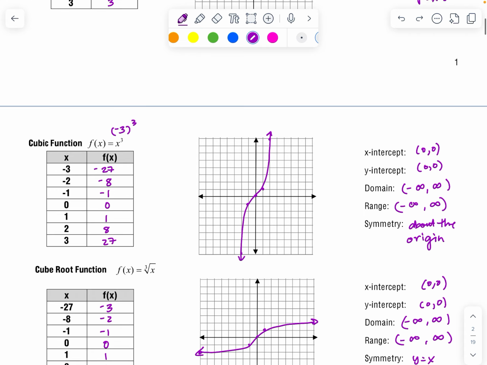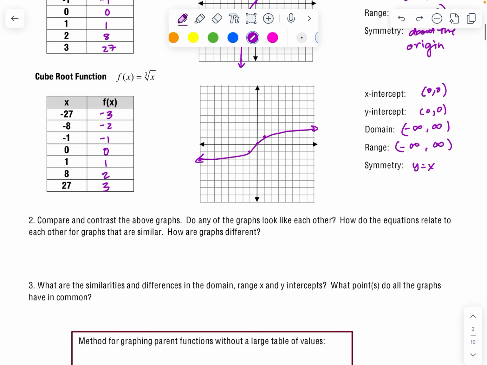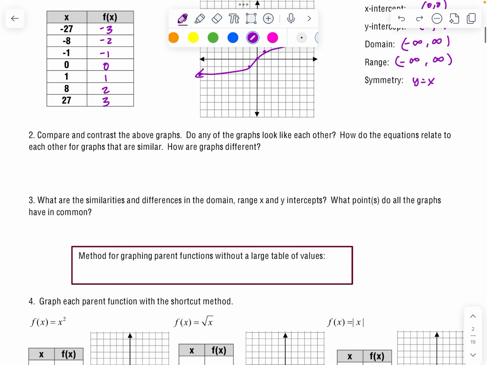We now know how a table of values can easily be accessed or evaluated. And we need to know what these look like moving forward. So let's just finish these off. Answer these few questions. Compare and contrast the graphs above. Do any of the graphs look like each other? And how do the equations relate to each other for graphs that are similar? So we're going to answer these questions. What are the similarities and differences between the domain and range and the x-intercepts and y-intercepts? What points do all the graphs have in common?